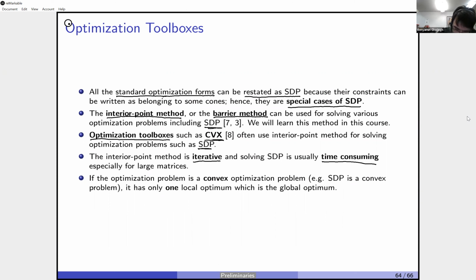And if the optimization problem is a convex optimization problem, it has only one optimum. When I say local optimum, I mean the value. You might have several argmins, but the objective function value of those argmins will be the same, and you will have only one minimum value for that function, which is the global optimum, right? So these are the important things and some references.